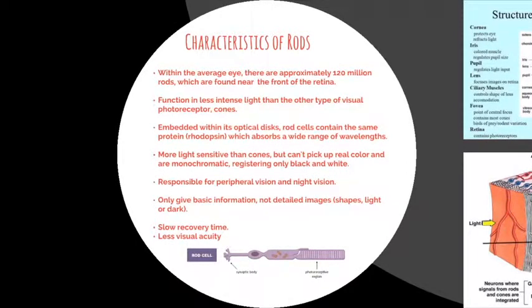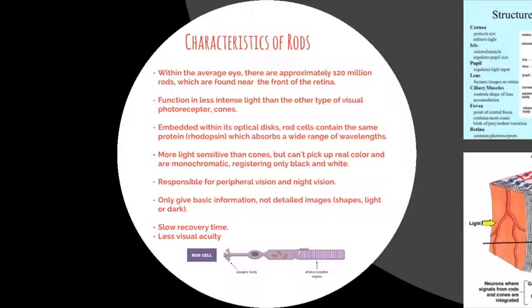There are many distinct differences between rods and cones. Rods are more numerous, with there being 120 million rods near the front of the retina. Rods function in less intense light than cones, and embedded within their optical discs is rhodopsin, which absorbs a wider range of wavelengths. Rods are more light sensitive than cones, but can't pick up real color and are monochromatic, registering only black and white. They are mostly responsible for peripheral vision and night vision, and they only give basic information: shapes, light or dark, not detailed like cones.